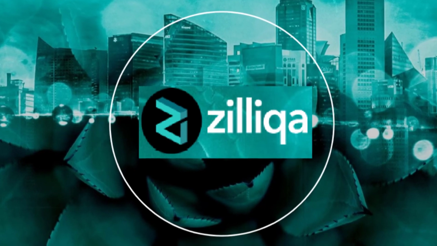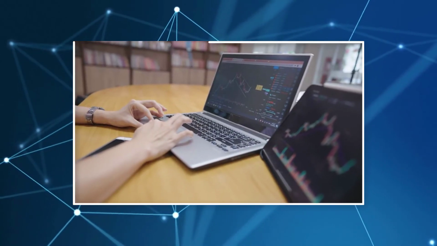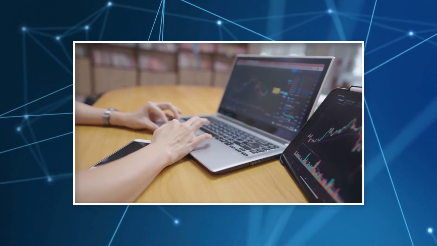What is Zilliqa? Zilliqa is a software that seeks to incentivize a global, distributed network of computers to run a blockchain platform that aims to increase user scalability through sharding.